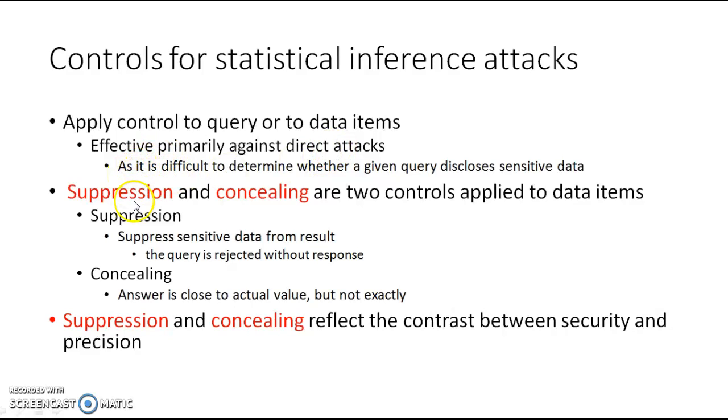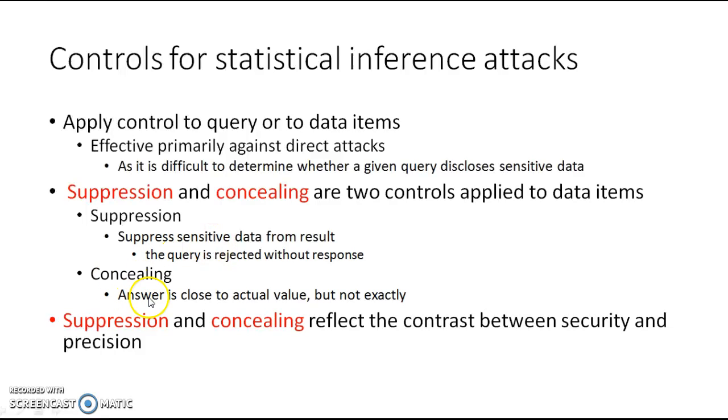The direct attacks are stopped, just like I told you about this suppression. As it is difficult to determine whether a given query discloses sensitive data or not, suppression and concealing are two controls applied to data items. Suppression suppresses sensitive data from the result. The query is rejected without response. Okay, so if you came to know that this query can lead to inference, you just suppress it.